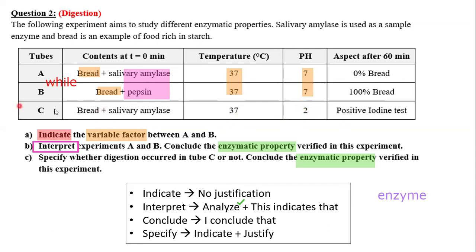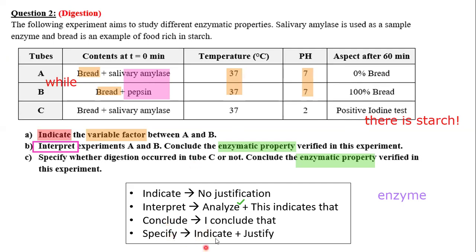Okay. Positive iodine test. شو يعني positive iodine test؟ يعني there is starch. Okay? Starch remained. It did not disappear. البريد بقي مثل ما هو. يعني salivary amylase ما اشتغل. Okay? We have to specify whether digestion happened.